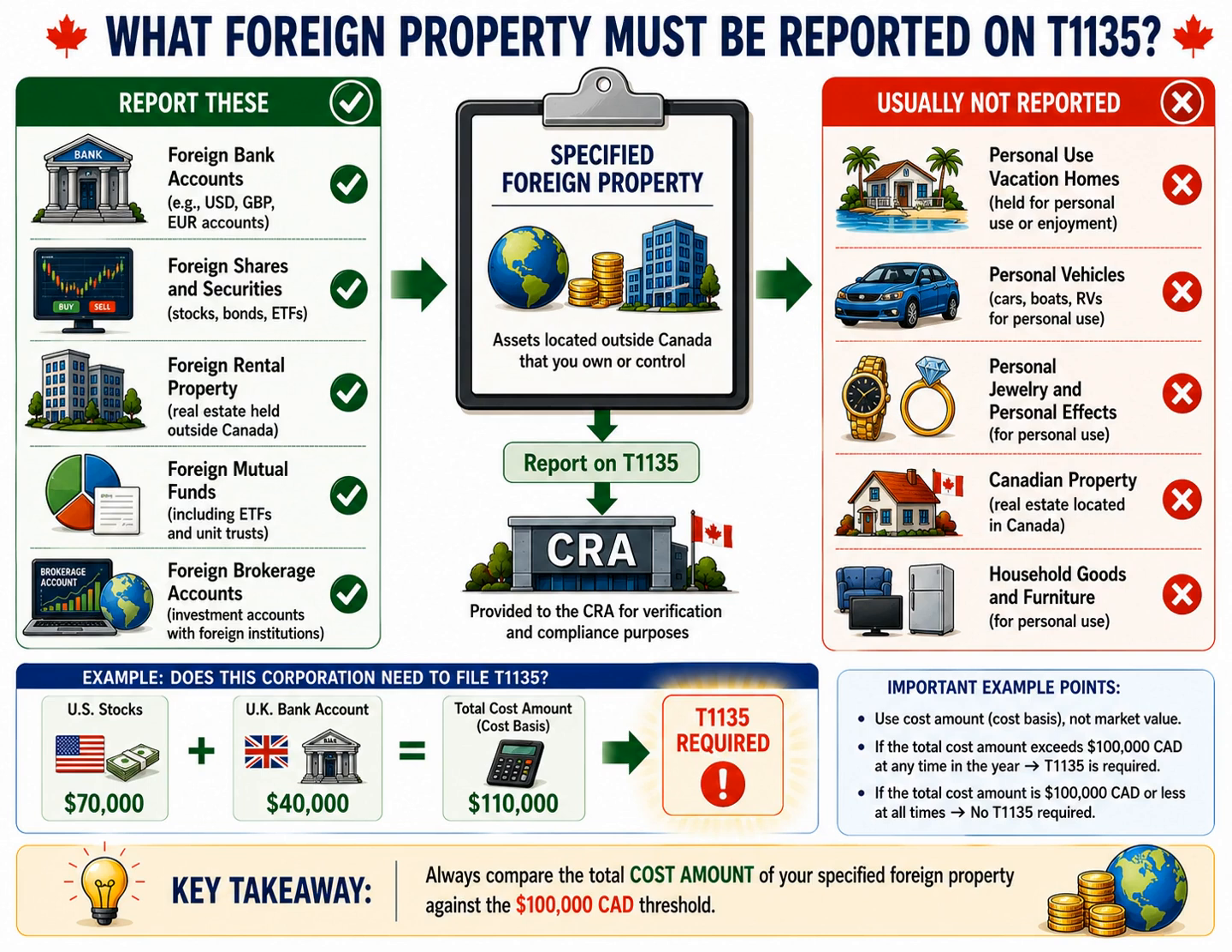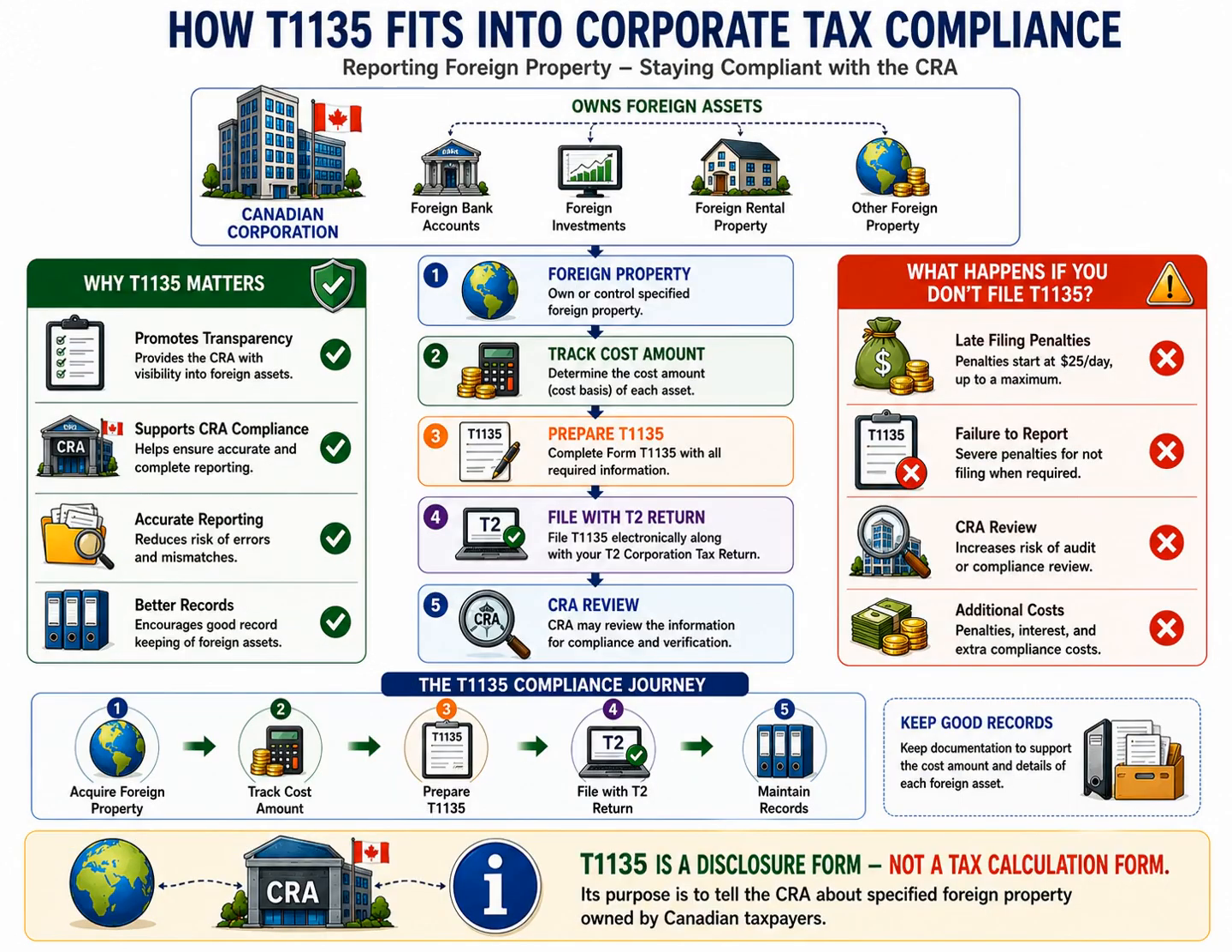The most important lesson from this slide is that T1135 is based on the total cost amount of all specified foreign property, not on each asset individually. Always add together the cost amounts of all reportable foreign assets before deciding whether the $100,000 filing threshold has been exceeded. A simple way to remember this is: identify the specified foreign property, calculate the total cost amount, compare it with the $100,000 threshold, and then determine whether a T1135 filing is required.